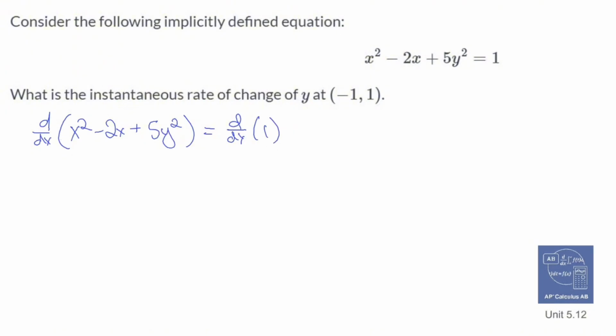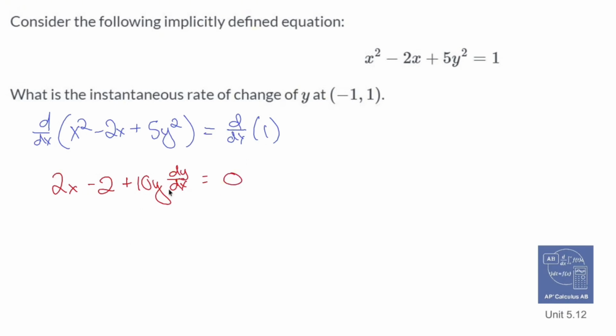The derivative with respect to x of an x squared is just the regular old derivative, don't overthink it. The derivative of negative 2x with respect to x is negative 2. However, when I take the derivative of a y, I'm still going to take the derivative like I normally would, but attach dy dx, like so. That's going to equal nothing.